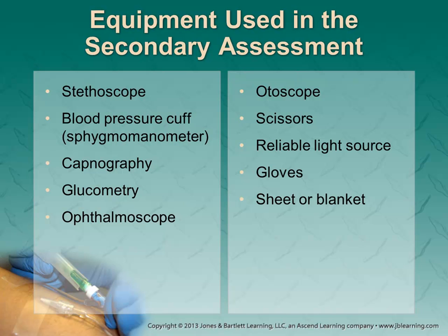All right, equipment used in a secondary assessment. This is all the equipment that you should need. We talked about the stethoscope and blood pressure cuff. What's capnography? CO2 monitoring. What's the normal range for capnography? 35 to 45 millimeters of mercury. All right, what's glucometry? Checking blood sugar, with a D-stick or AccuCheck machine.